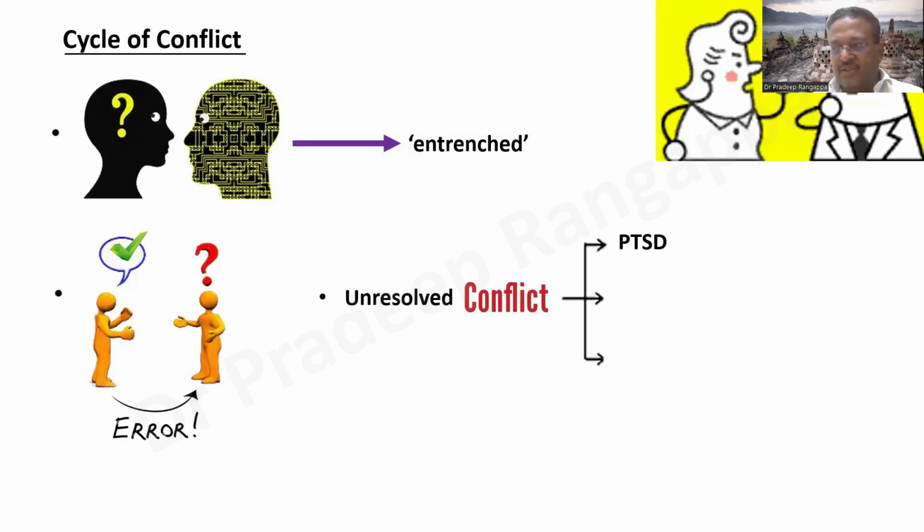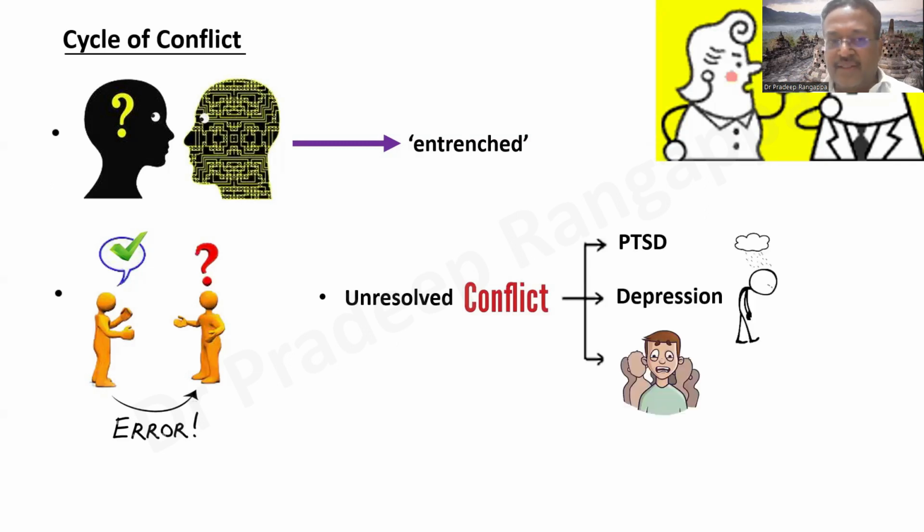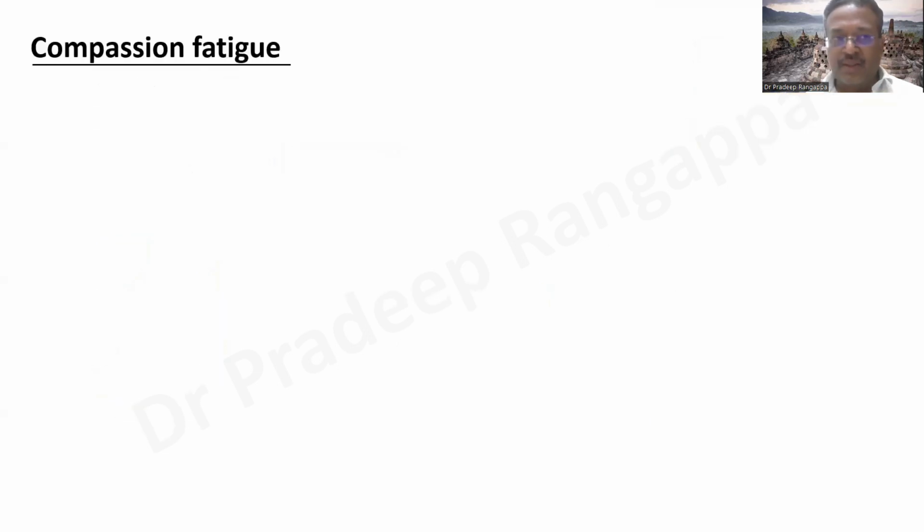So this leads to a vicious conundrum of unresolved conflict, and this can lead to other ramifications like post-traumatic stress disorder, depression, or anxiety. So these are some of the deleterious effects of this vicious cycle of conflict. One needs to recognize and bear in mind that you want to eliminate or mitigate the conflict at an early stage and not allow it to percolate into multiple layers and get deeply entrenched. Then it becomes very difficult and it can start affecting the personnel who are dealing with it.